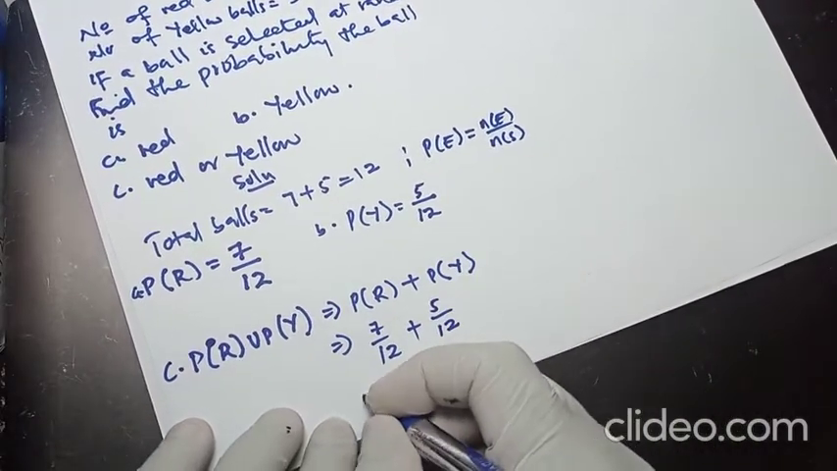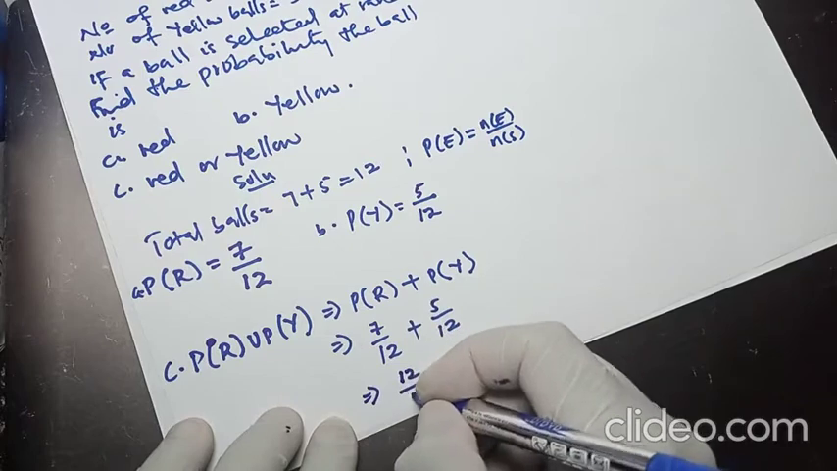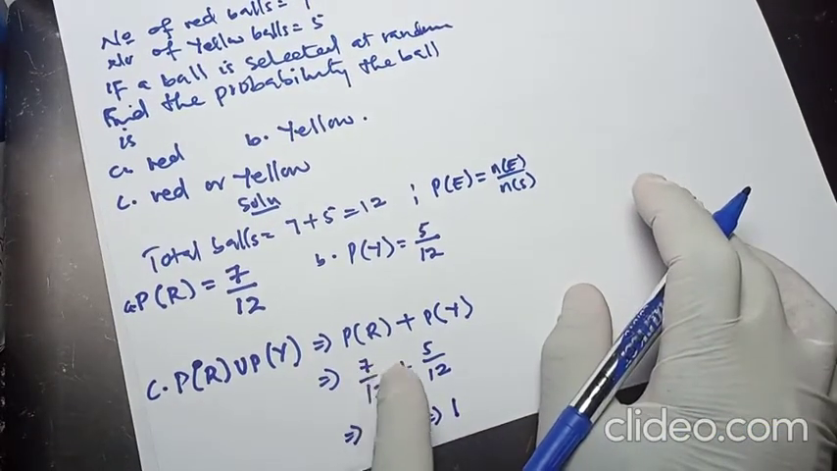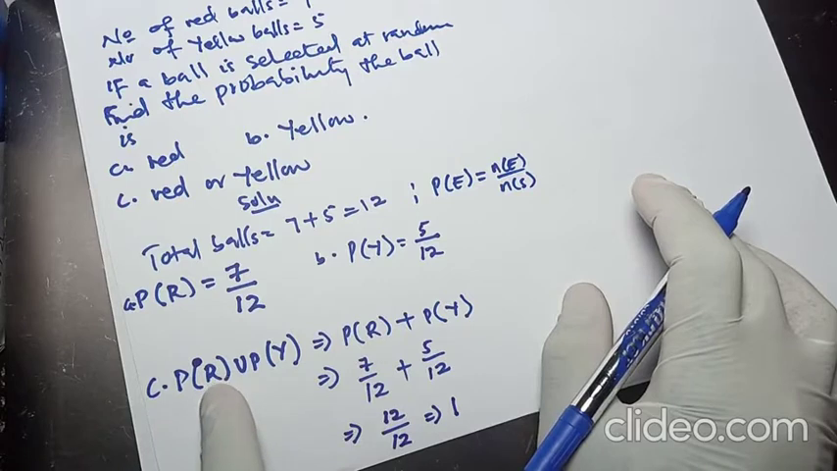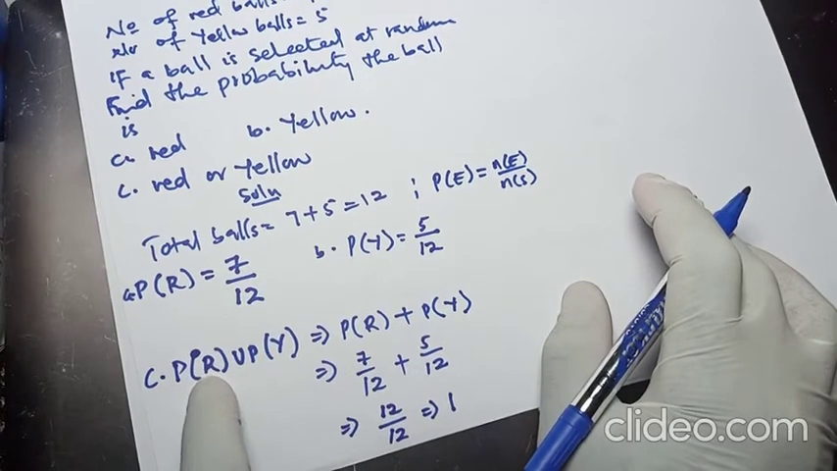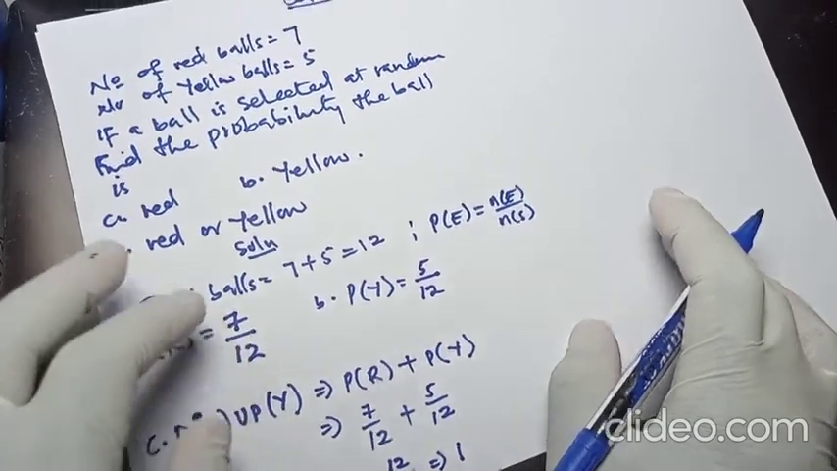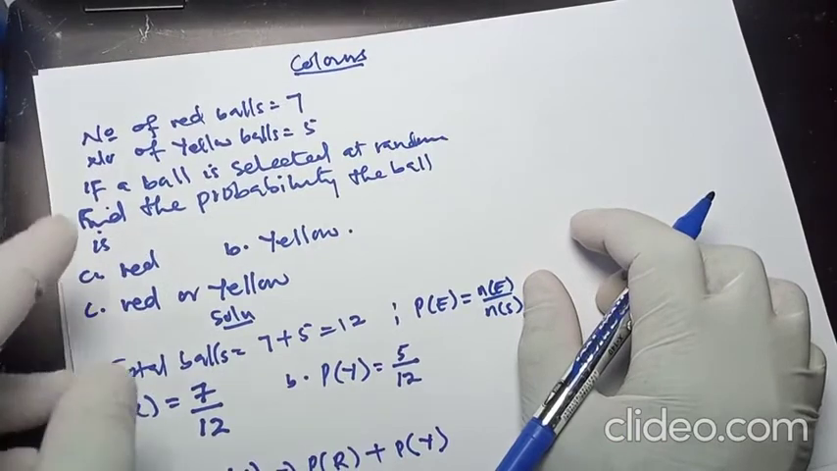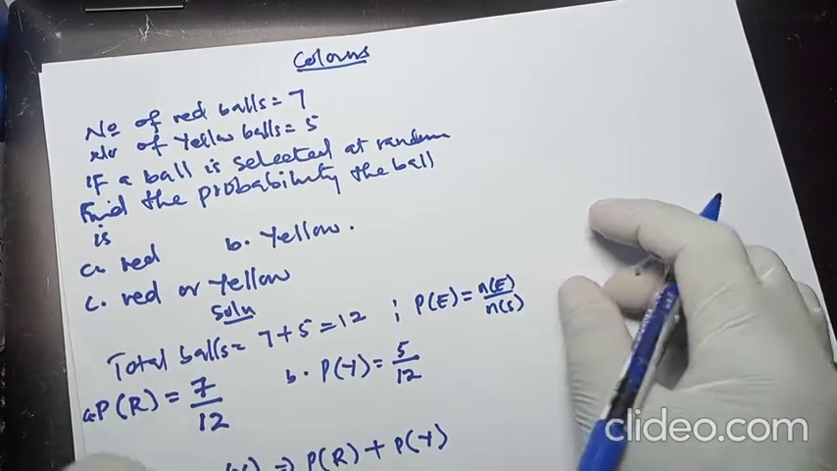And this will finally give us, this plus this, 12 on 12, which is 1. We are getting 1 because we are referring to the sample space. The sample space is talking about red balls and yellow balls, and we too want to find the probability of red balls and yellow balls. So we are referring to the sample space. That's why we are getting the 1.